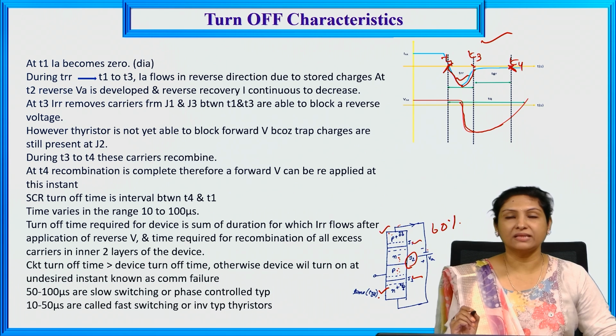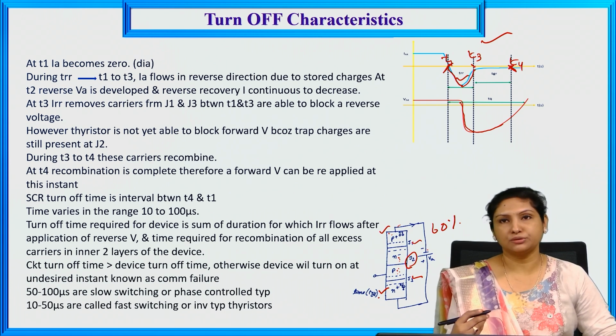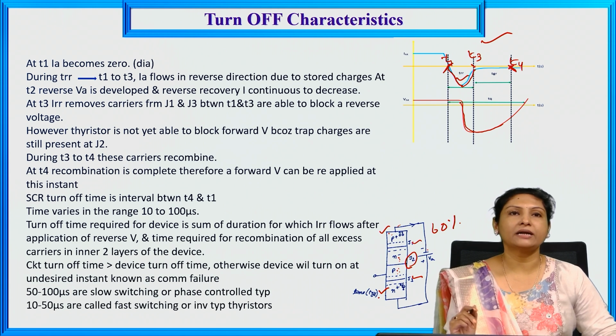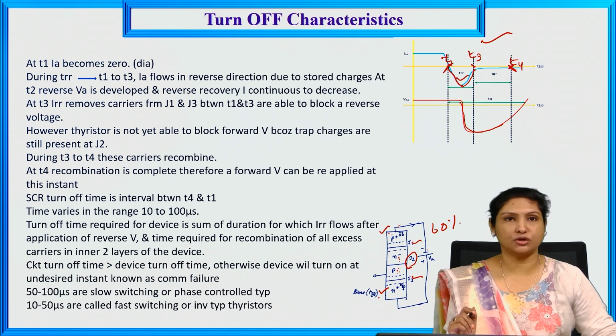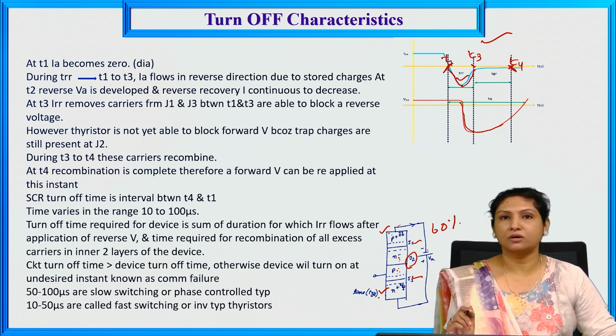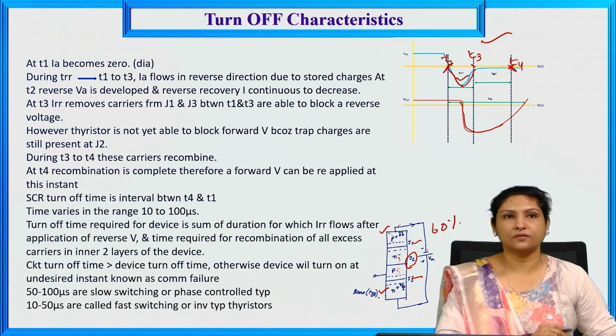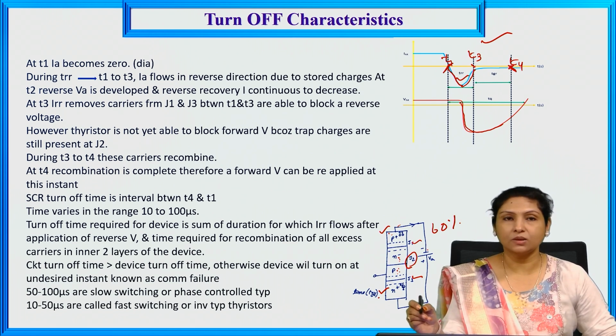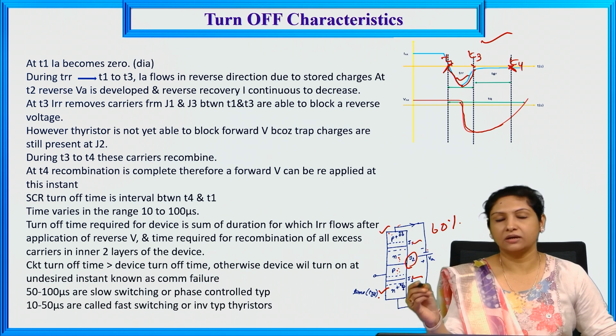The time varies in the range of 10 microseconds to 100 microseconds. This is the turn-off time of the SCR. And the turn-off time required for the device is the sum of the duration for which reverse recovery current flows after application of reverse voltage, and the time required for recombination of all the excess charges in the inner two layers of the device. Circuit turn-off time is usually greater when compared to that of the device turn-off time.